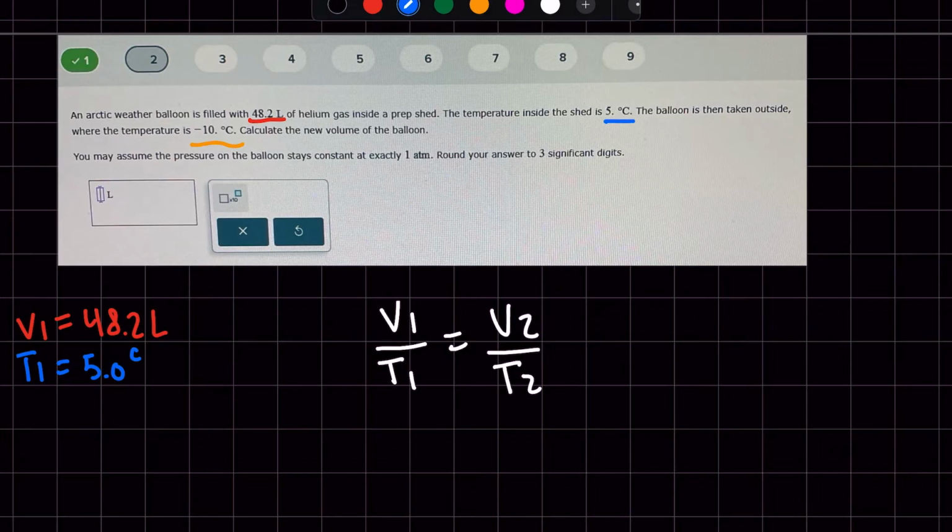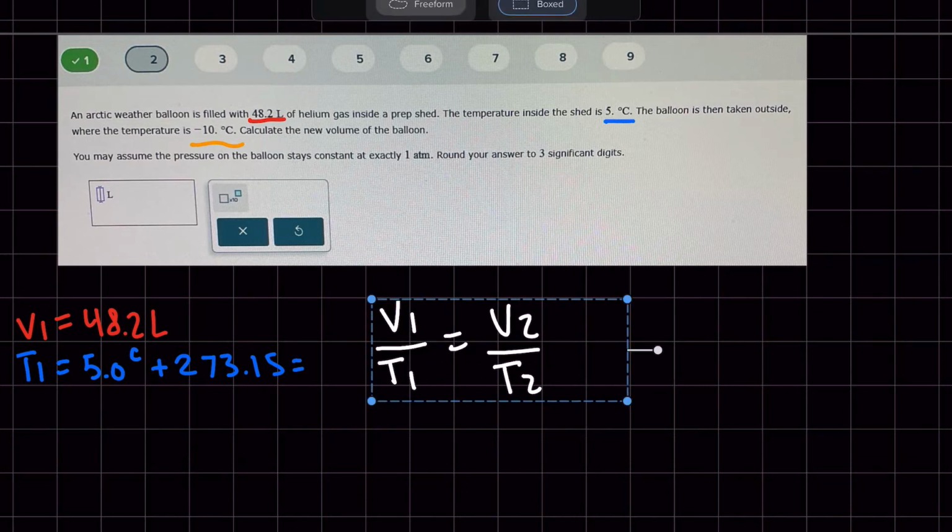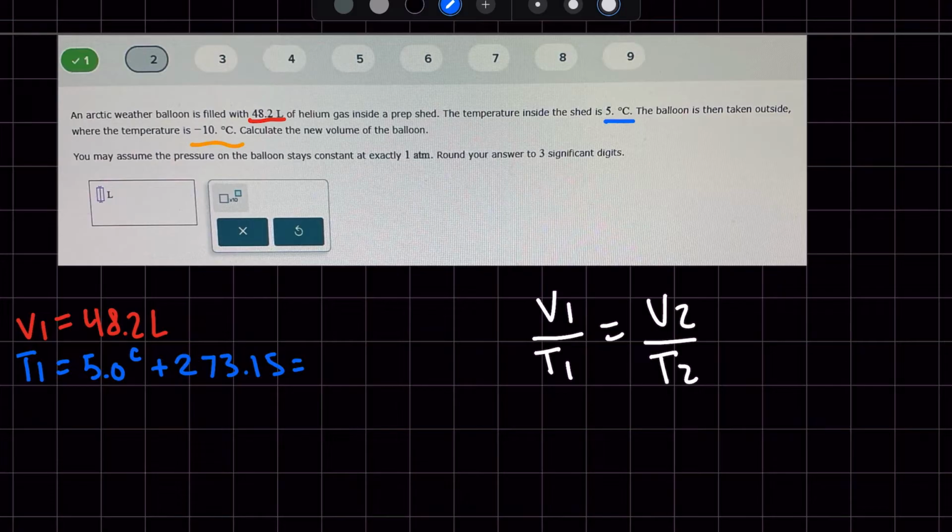And for these equations, we can't actually use Celsius. So what we have to do is convert that to kelvins. In order to convert that to kelvins, all we have to do is add 273.15 to that 5 degrees Celsius. So we add 273.15. That gives us 278.15. So we have our initial temperature of 278.15, and this is in kelvins.